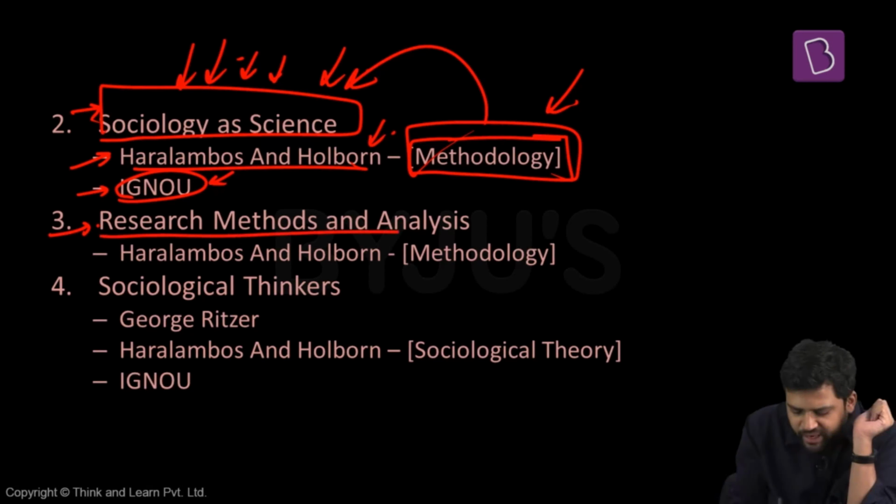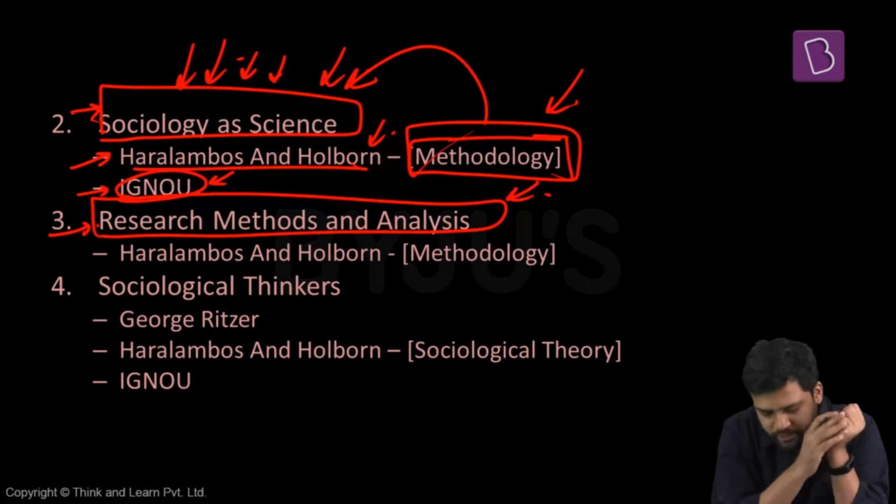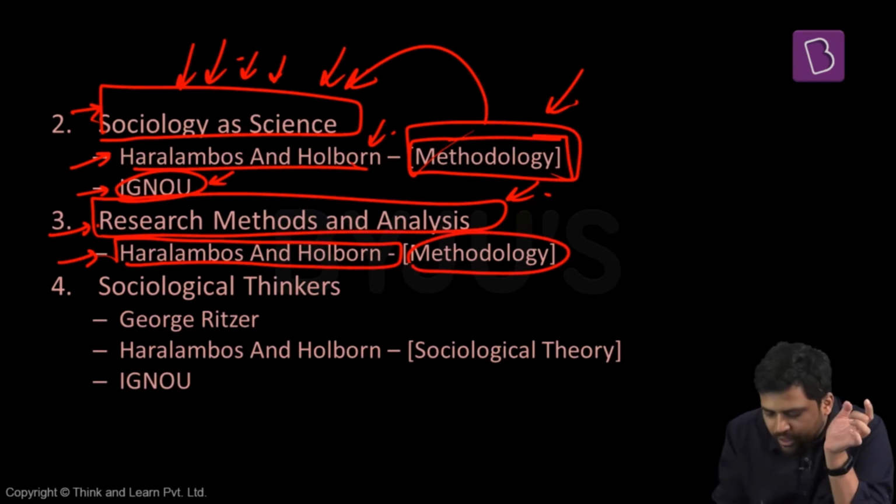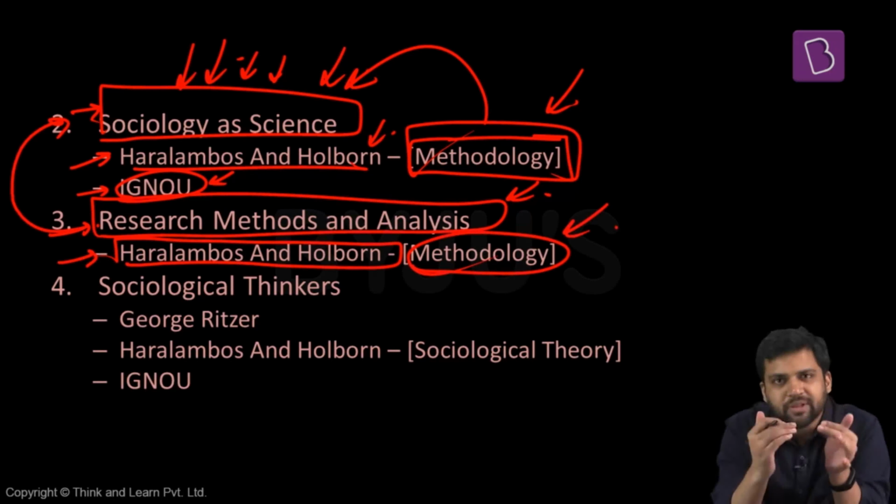Next topic, research methods and analysis. Now it also has three subtopics, and all these three subtopics are again there in Haralambos and Holborn. And again, this is part of the chapter methodology. So the methodology chapter covers both these dimensions: research methods and analysis as well as sociology as science.